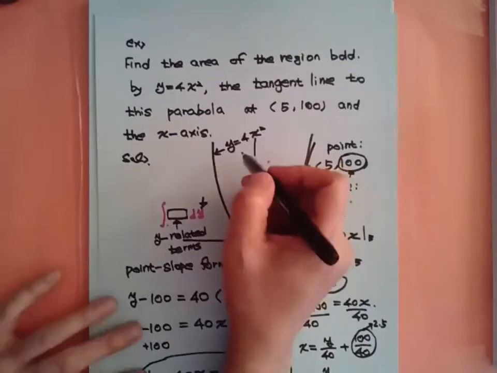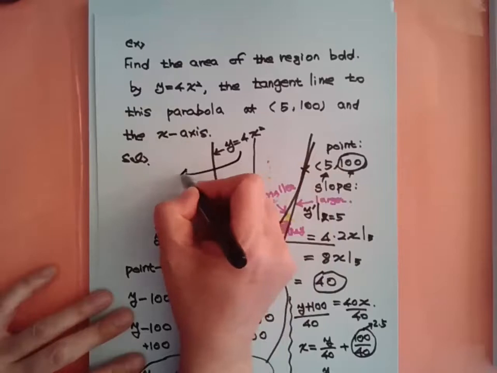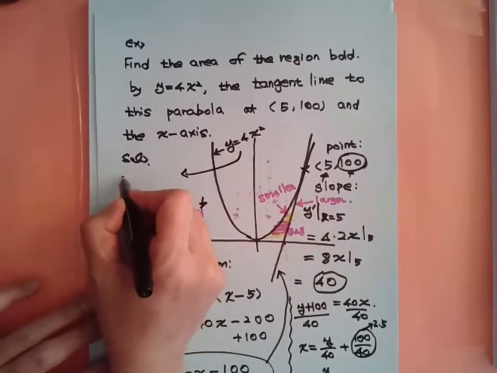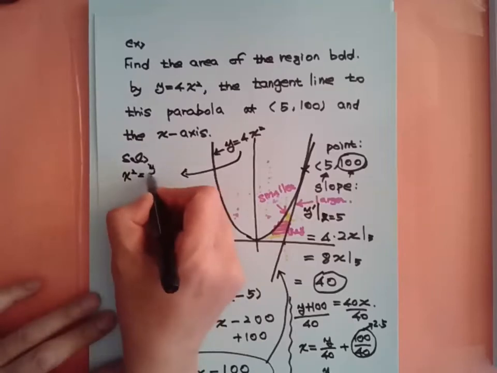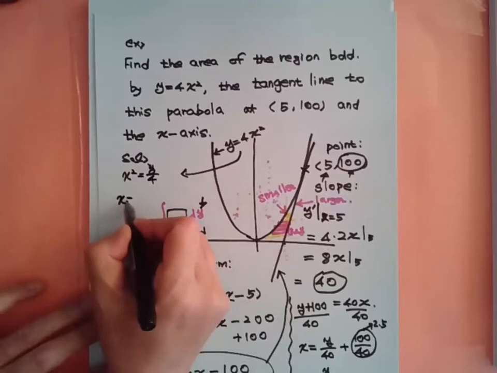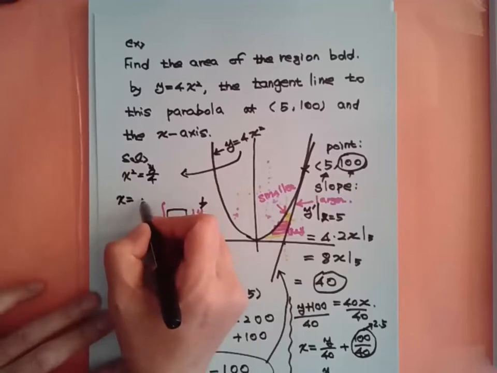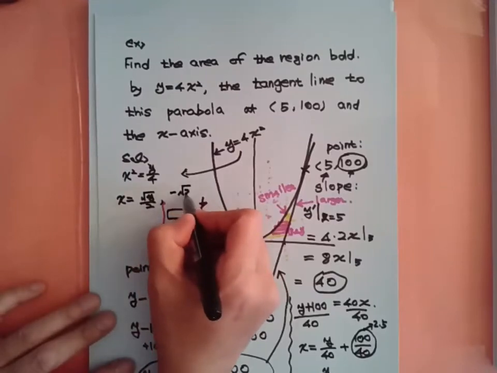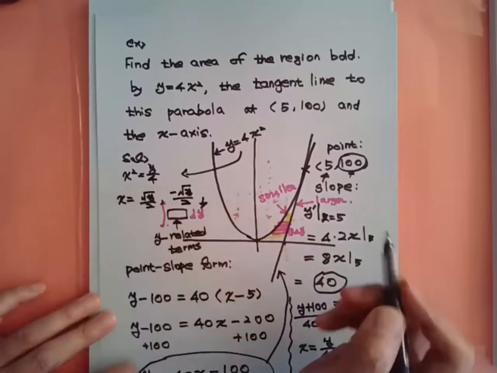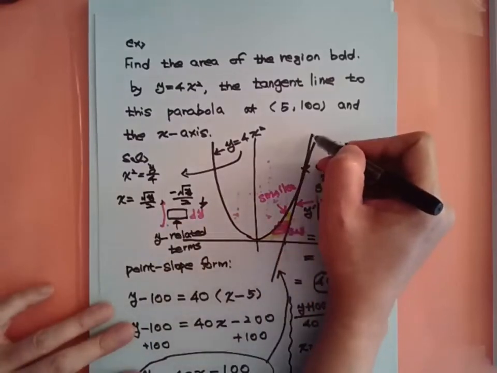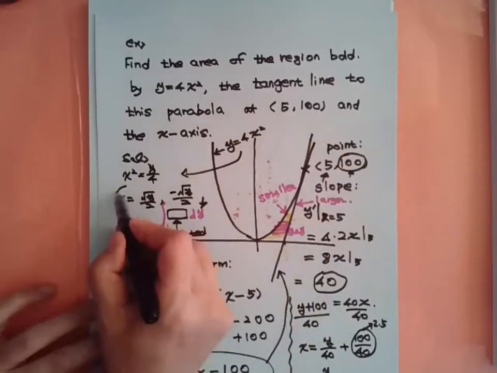And for this one, we have to solve for x. So this becomes x squared equals y over 4, and then x equals square root of y over 2 or minus square root of y over 2. However, we are thinking about the right half side of the parabola. So we will choose this one.